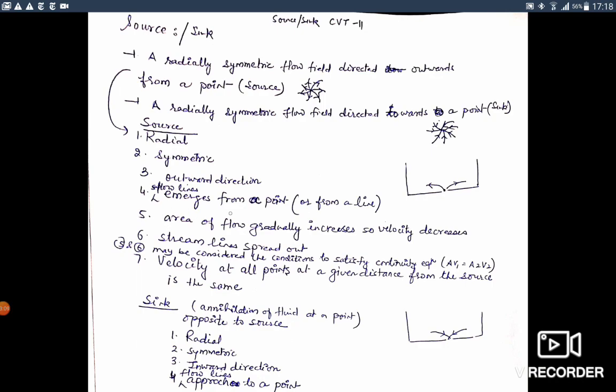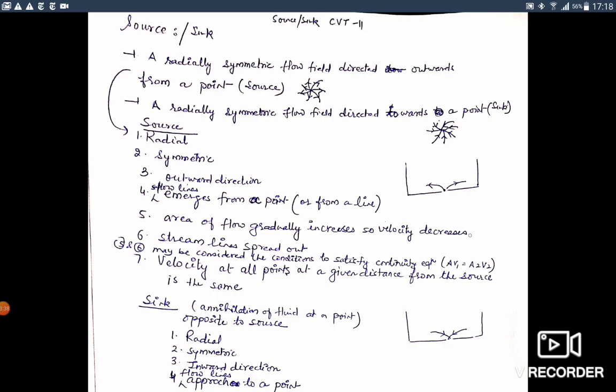The next property is that the flow lines emerge from a point. There is only one point, and all the flow lines emerge from that single point. Area of flow gradually increases. You see, the fluid is coming out through this point. Suppose I draw a circle, then this is the area which goes on expanding and expanding. So area goes on increasing and velocity goes on decreasing.